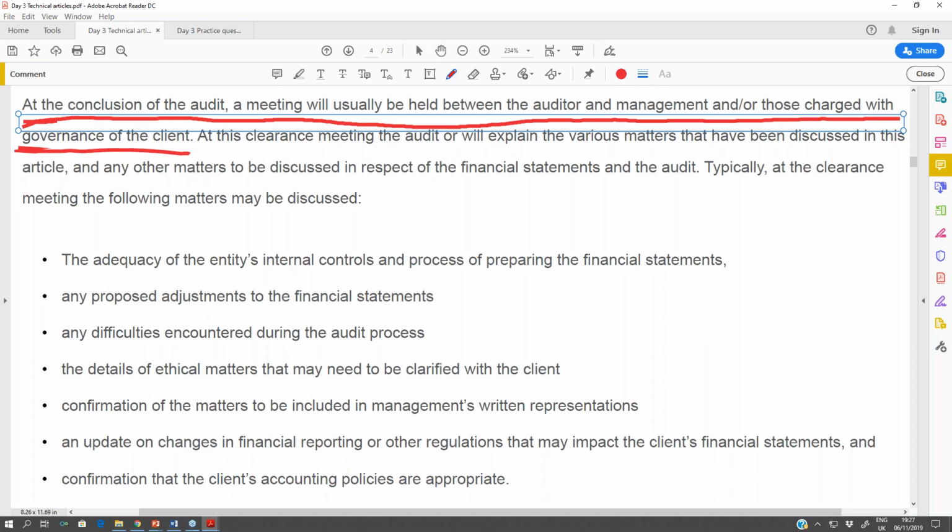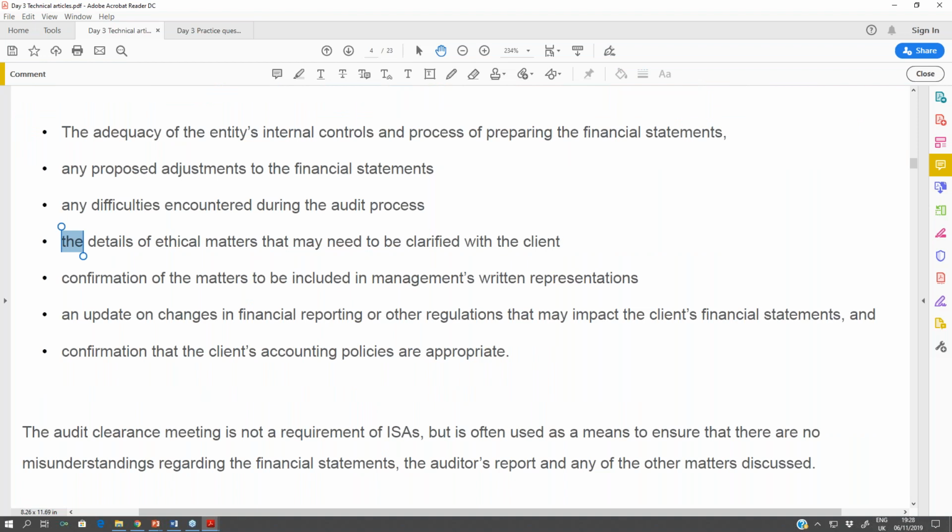And in the report, you are telling many issues to those charged with governance. Now see the examples given in this article. Some of the examples are coming from the previous article, but look at this example here, which I've just highlighted: the details of the ethical matters that may need to be clarified with the client. Now you just read one article and you go to the exam hall. The second article, which was published later, says that when you communicate matters with those charged with governance and you have a meeting with them, apart from the other matters given in the previous article, you should also be communicating the ethical matters that may need to be clarified with the client.